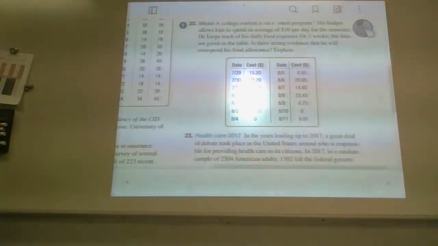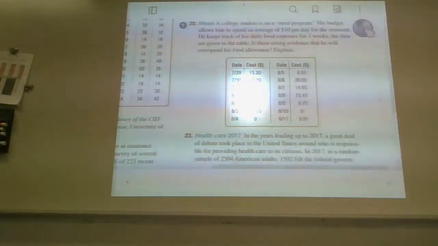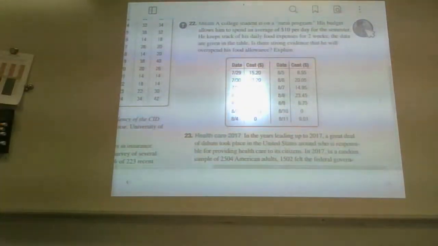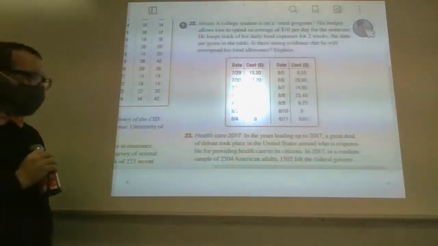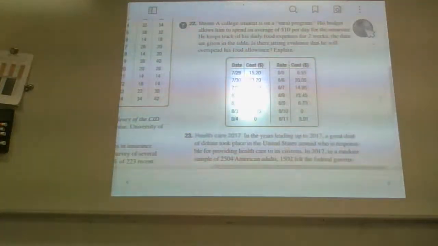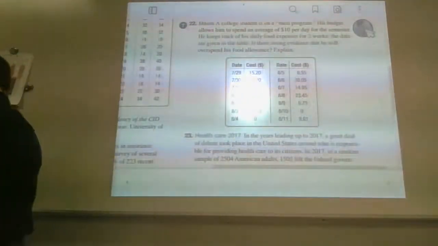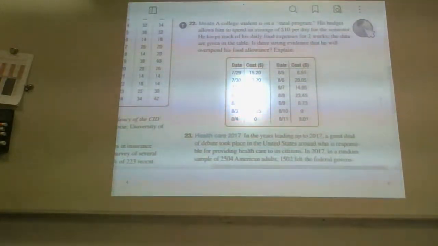A college student is on a meal program. His budget allows him to spend an average of $10 per day for the semester. He keeps track of his daily food expenses for 2 weeks. The data are given in the table. Is there strong evidence that he will overspend his food allowance? And then it says to explain. It doesn't say how to do it. It doesn't say what to use. It just basically says, is there strong evidence that he will overspend his food allowance?